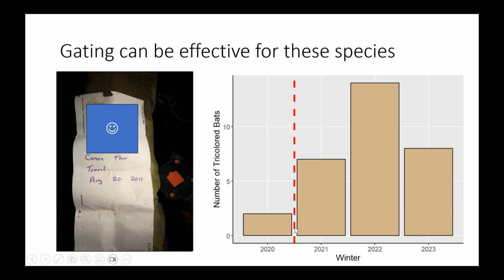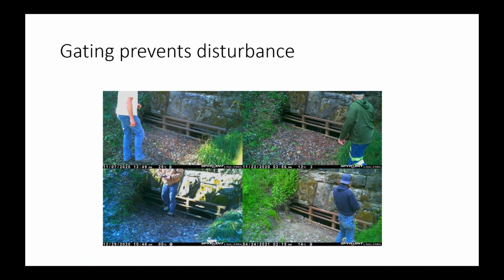Just a similar graph showing that tricolored bats also responded favorably to gating at these sites. So gating has clearly been effective for conservation. And you really don't have to go to these lengths to prove it. But again, I'll prove it to you. These tunnels are visited all the time. We have cellular trail cams at these sites, and look at the dates on these. November 7th, November 22, December 29, March 24. These are all dates during bats' winter hibernation where people are showing up to go have fun, right?